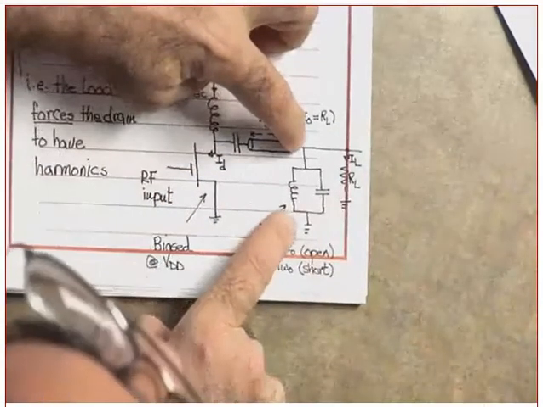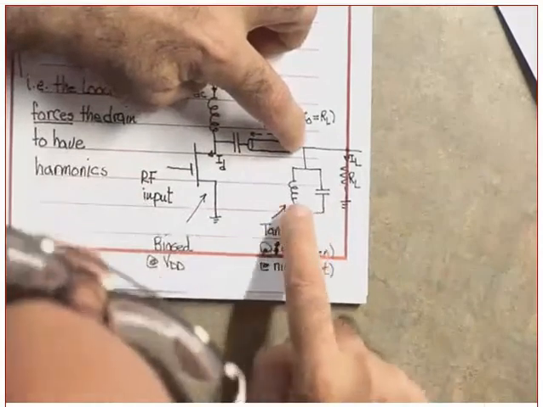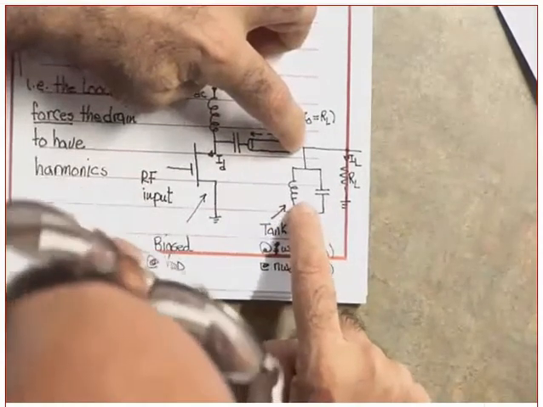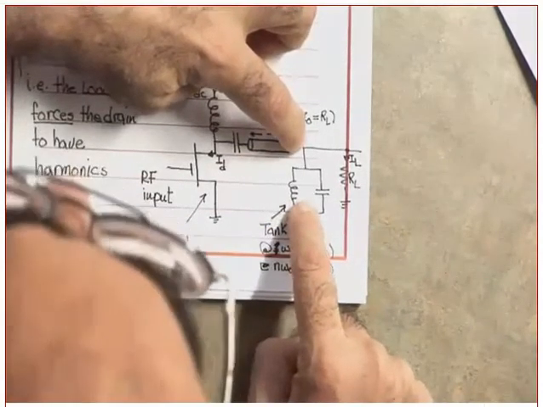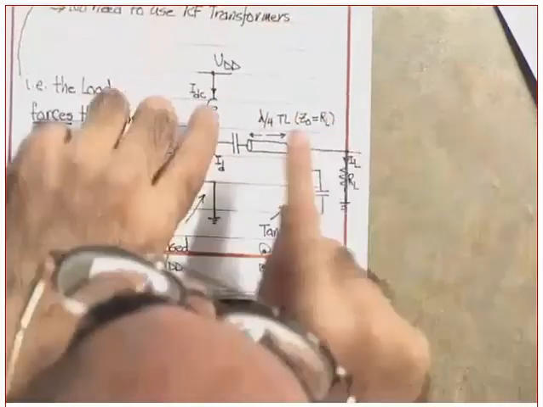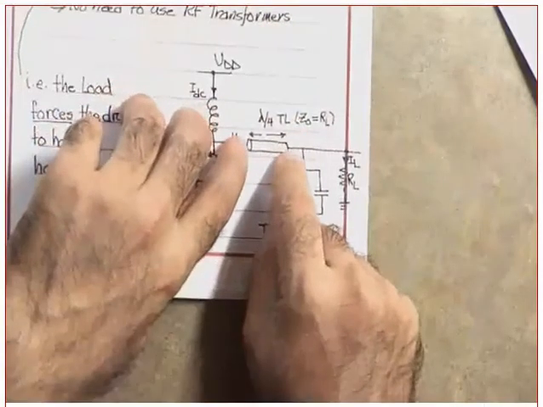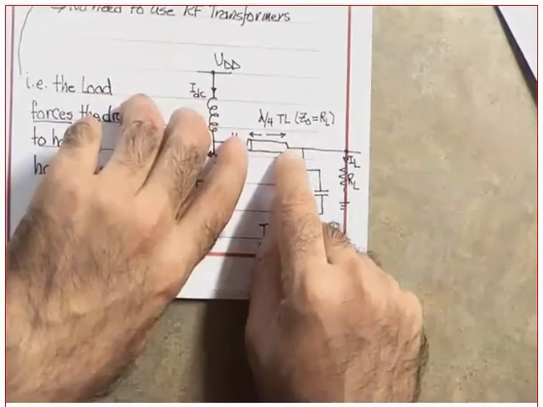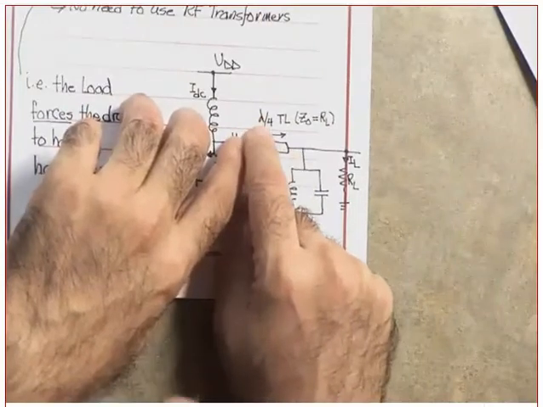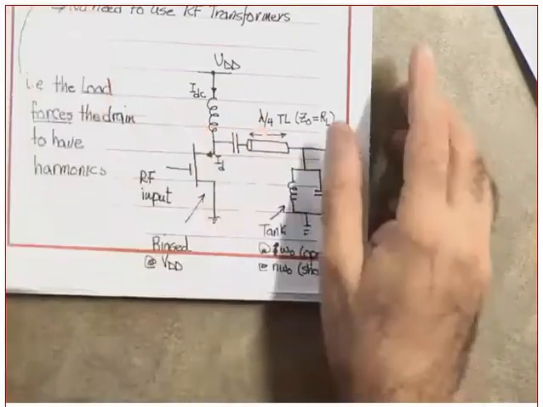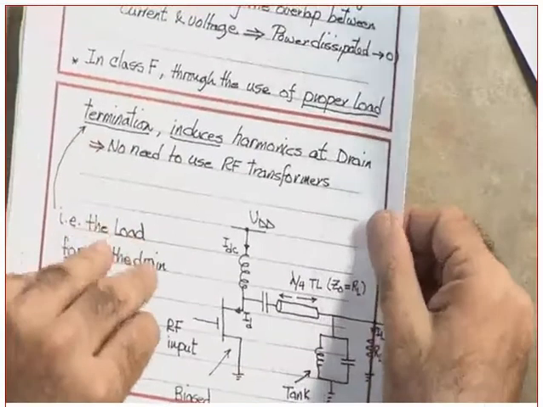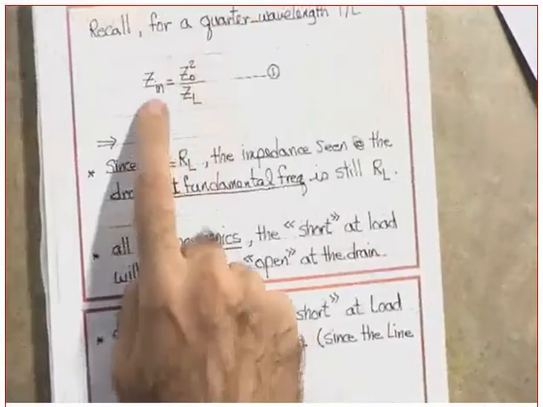This is a tank circuit. At omega naught, what is it behaving as? As an open circuit. Yes? Which means this is a pi over 4 transmission line. What did we call it? A quarter wavelength. Now, it is very doubtful you remember the quarter wavelength.